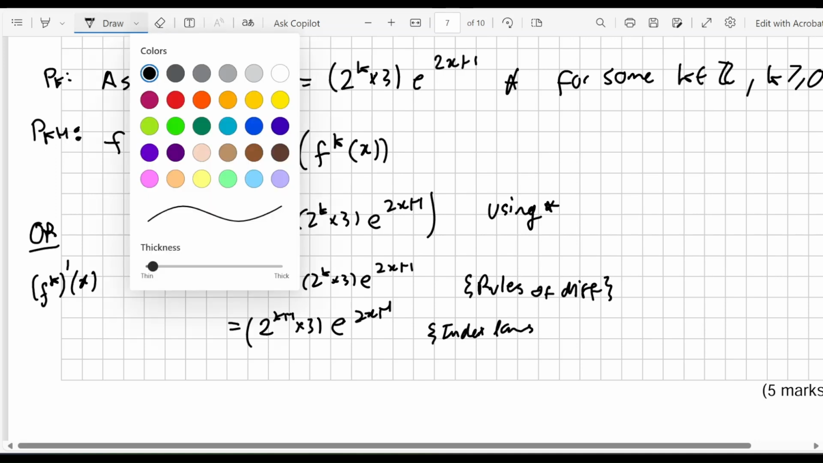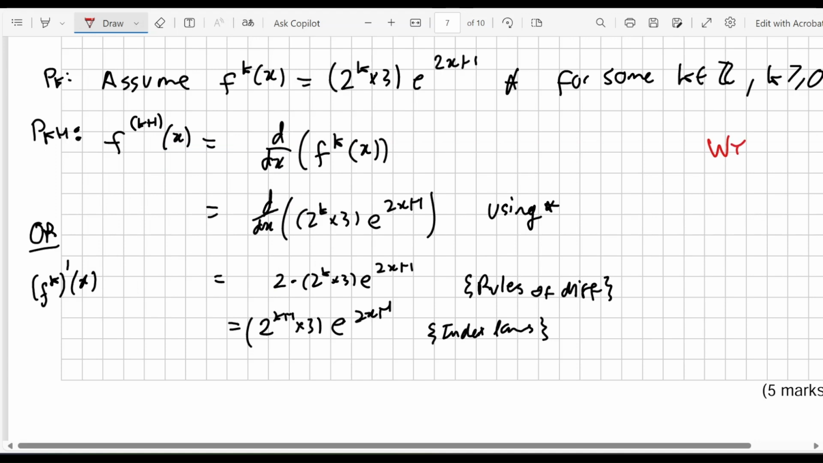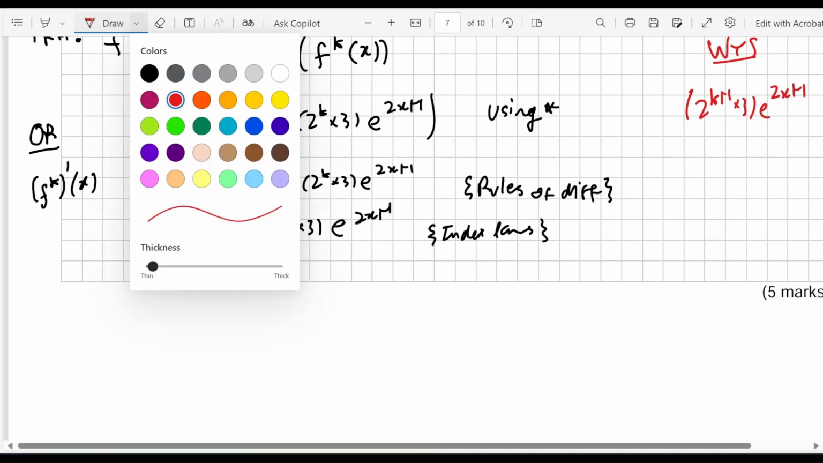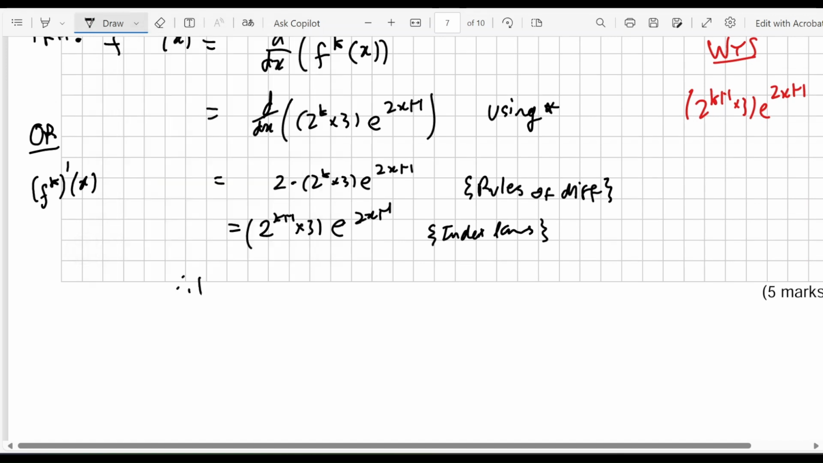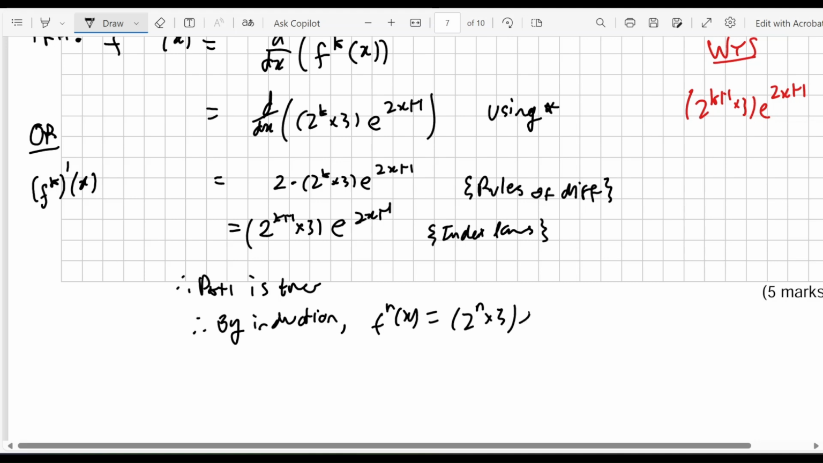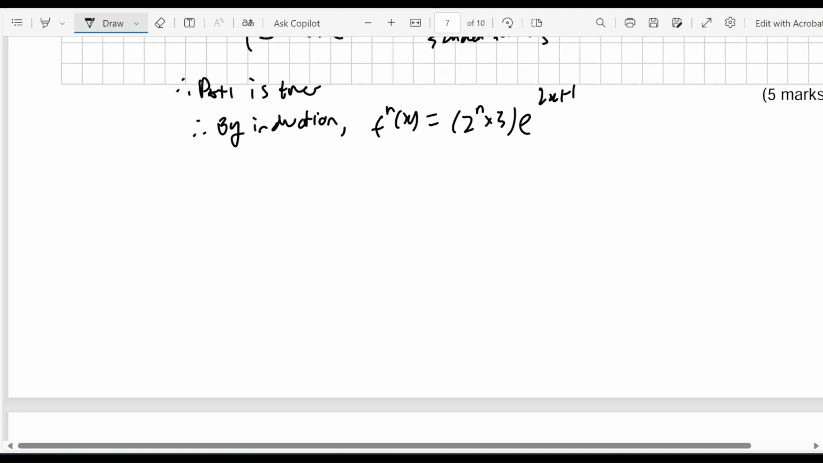What were we wanting to show? We were wanting to show exactly this. So what I want to show is 2 to the k plus 1 times 3e to the 2x plus 1. So we've done it. All right. Then Pk plus 1 is true. Therefore, by induction, fn of x is 2 to the n times 3e to the 2x plus 1, just like that.